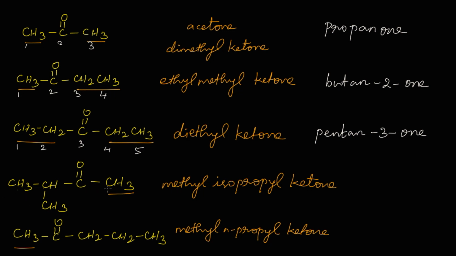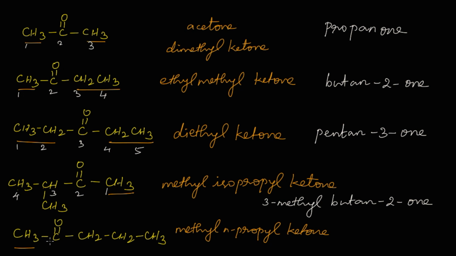And this one, this is first carbon, second carbon, third carbon, and fourth carbon. To the third carbon, a methyl group is attached, so first write 3-methyl. In the straight chain, four carbons are there, so butane. The second carbon is the functional group, so 2. The functional group present here is ketone. So 3-methylbutan-2-one is the IUPAC name of methyl isopropyl ketone.